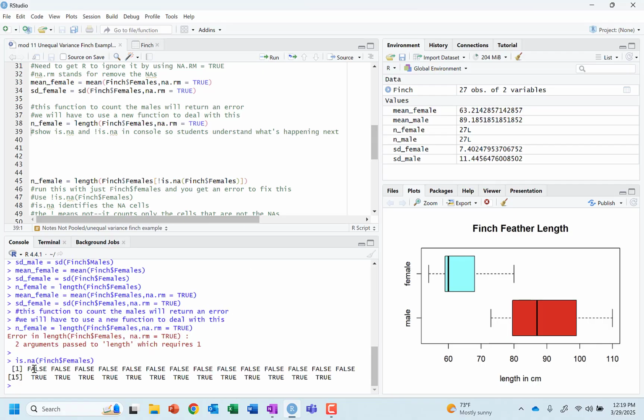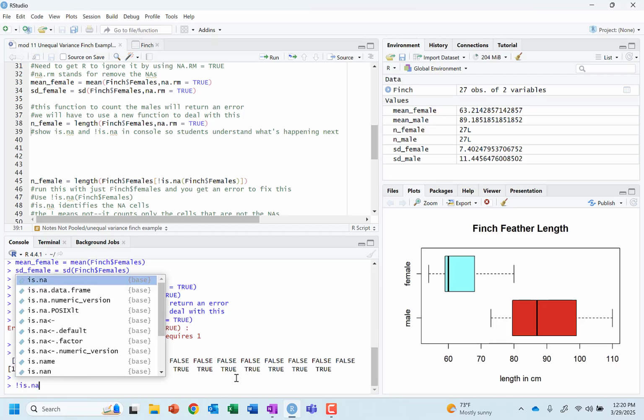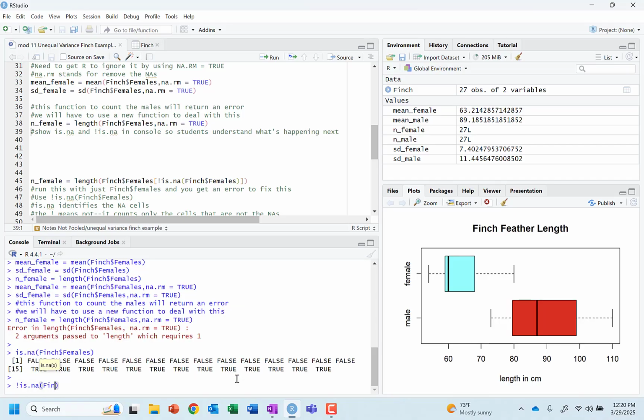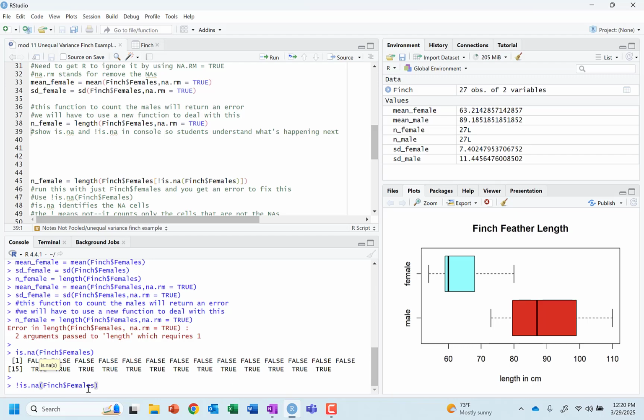So what that gives me is all of the rows that had numbers, it tells me they're false. All of the rows that had NAs, it tells me there are trues. But if I want it to count only the ones that had falses, I need to tell it to count the nots. And the function for not is an exclamation point. Exclamation point is.na of finch $ females. And notice I'm doing the exact same code I did above, but I'm using the not function, which is that exclamation point, run.